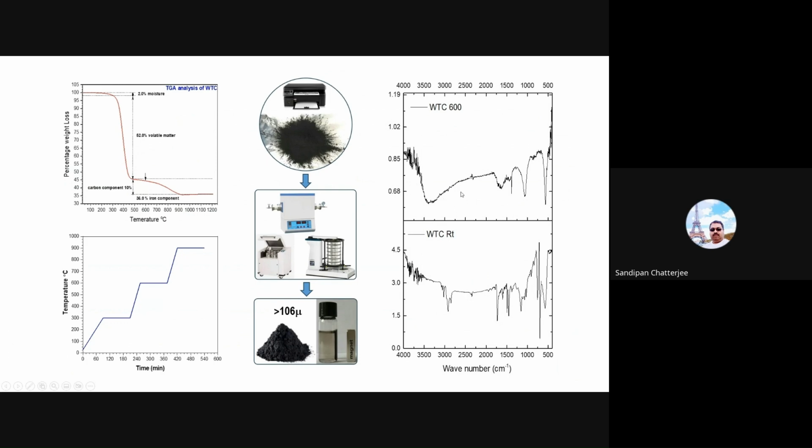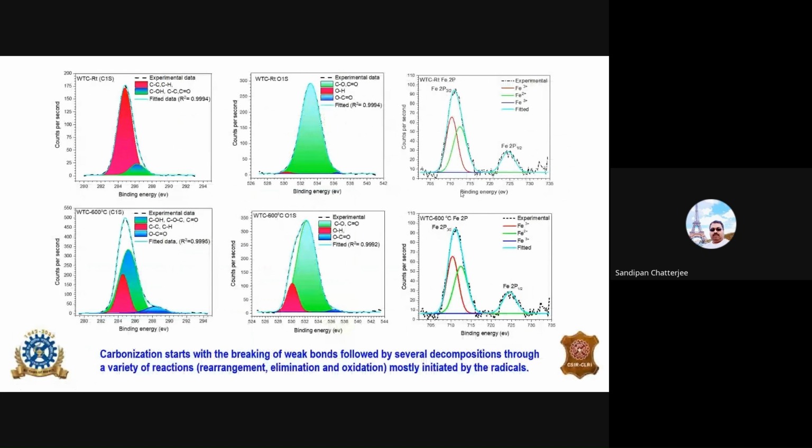We further confirmed this fact by XPS, X-ray photoelectron spectroscopy. You can see this is before treatment, and this is after treatment. You can see that a lot of COH groups and oxygenated functionality are generated. The O1s spectra also indicated the same. It is very minor here, and generated substantially here. But there is no change in the iron component; it is almost similar. Carbonization starts with the breaking of different weak bonds and undergoes several kinds of decomposition, rearrangement, elimination, and oxidation. These are all radical initiated, and are responsible for generation of this hydroxyl group on the surface.